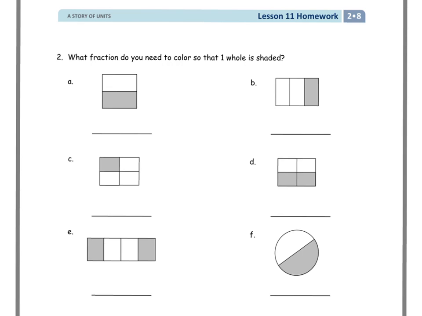Now, over here, for 2, it says, what fraction do you need to color so that one whole is shaded? And we'll start in, I'll do half of these. So for the first one, I have 1/2 shaded and 1/2 not shaded. So I need 1/2 that I still have to shade. So we're talking about what's left to be shaded, and I still need to shade in that 1/2.